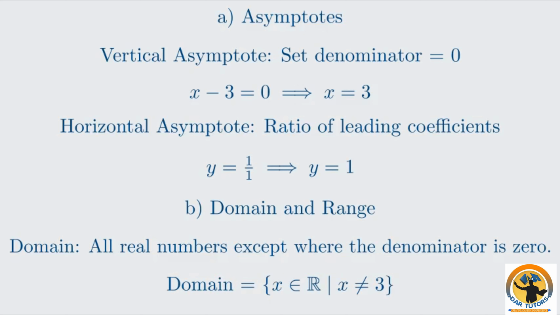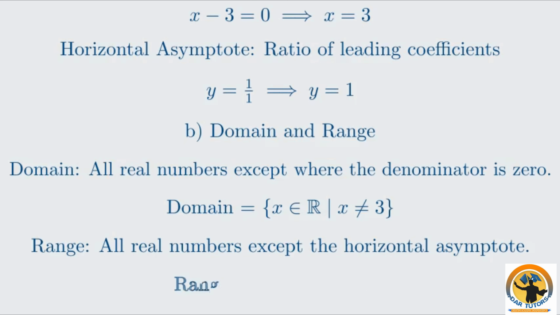In set notation, that's the set of all x such that x is in the real numbers and x is not equal to 3. The range includes all y values the function can output. A horizontal asymptote represents a y value that the function approaches but never actually reaches. Our horizontal asymptote is y equals 1. Therefore, the range is y is not equal to 1.